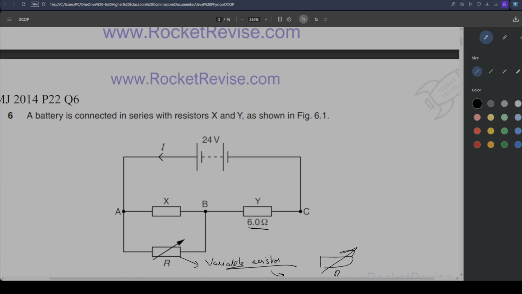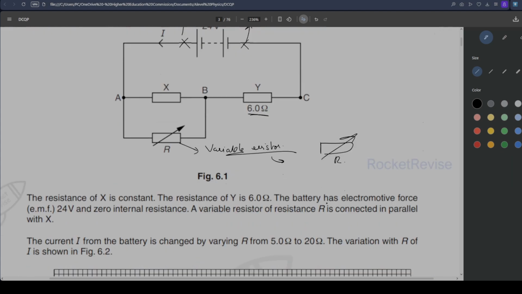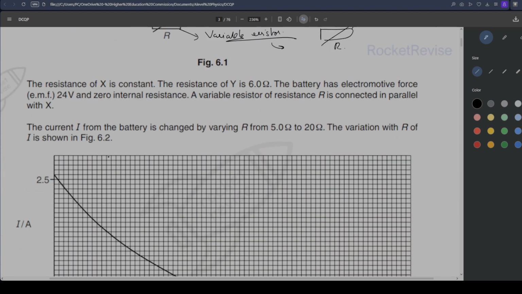That means our terminal voltage, this and this is our terminal voltage, is also going to be 24 volts, because there is no voltage drop anywhere inside the battery.